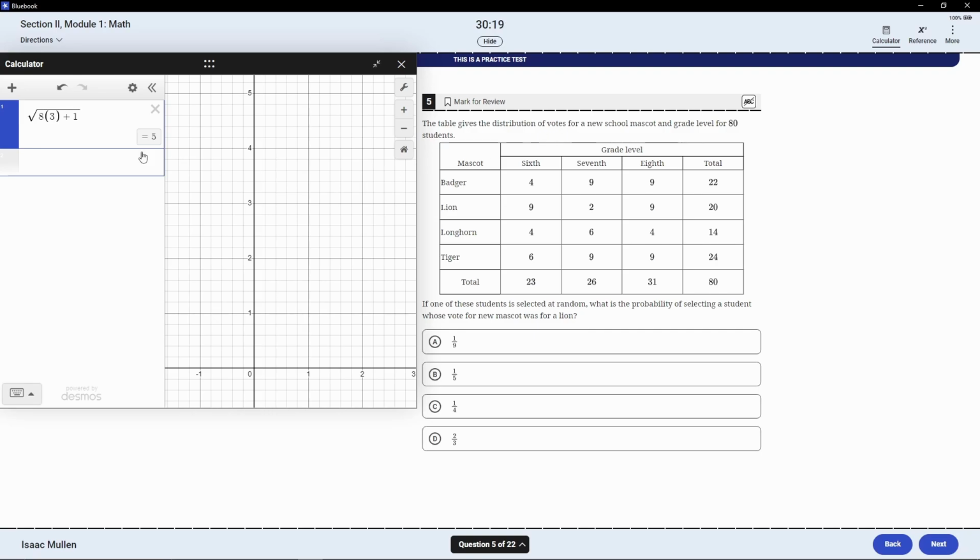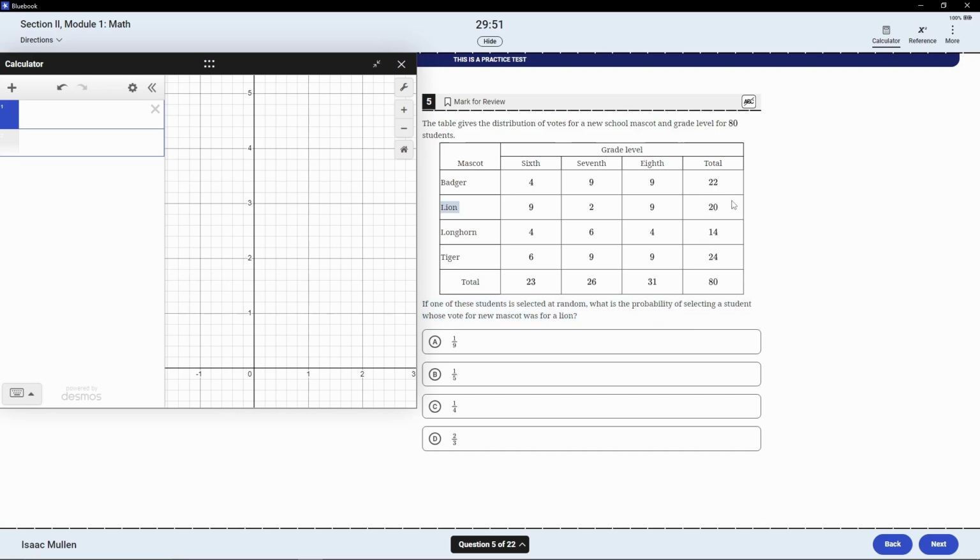The table gives the distribution of votes for a new school mascot and grade level for 80 students. If one of these students is selected at random, what is the probability of selecting a student whose vote for the new mascot was for a lion? Okay, in this statement, it talks about grade, right? Which can get confusing. In the question, it doesn't talk about grade. We're just looking for the overall probability of a student selecting the new mascot for a lion.